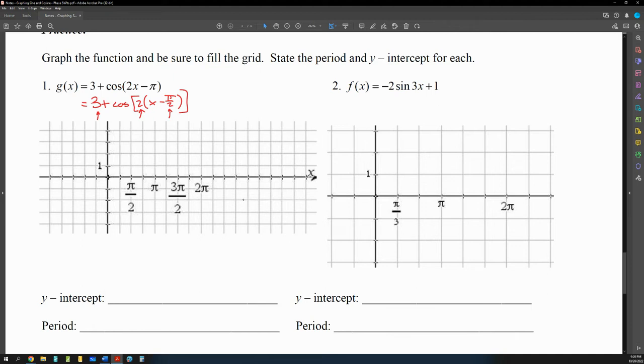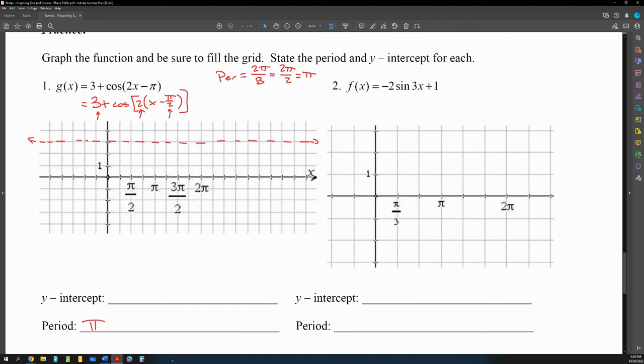So to graph this, I'm going to start with my midline. I know that my midline is y equals 3. That's determined by my vertical shift. Next, I notice that my period is equal to 2 pi over b, and I know that my b value is 2. So 2 pi over 2 tells me that my period is going to be pi. Okay? So we're looking from 0 to pi.